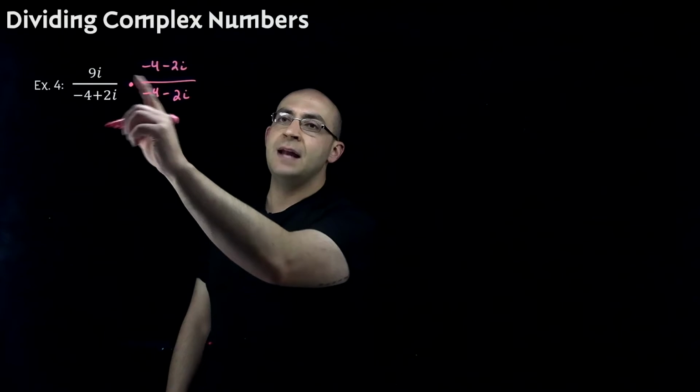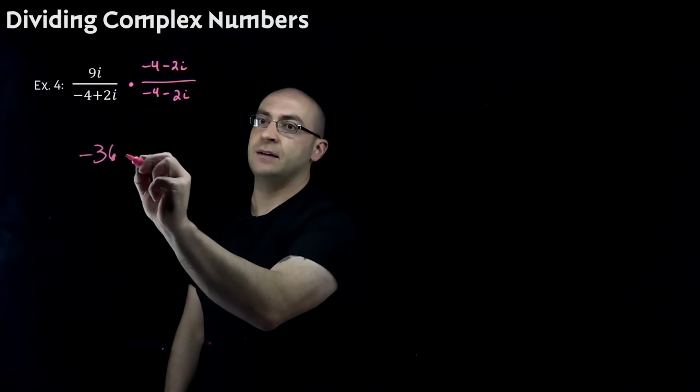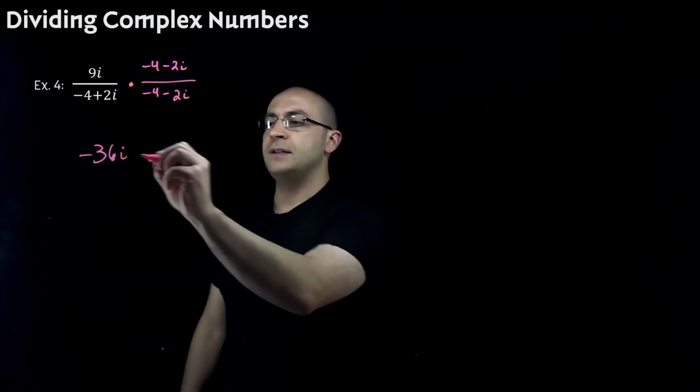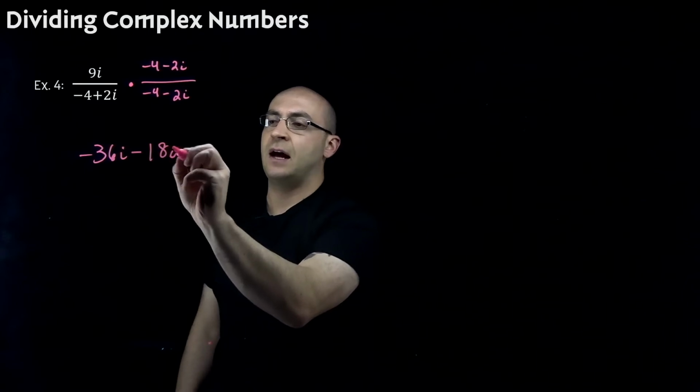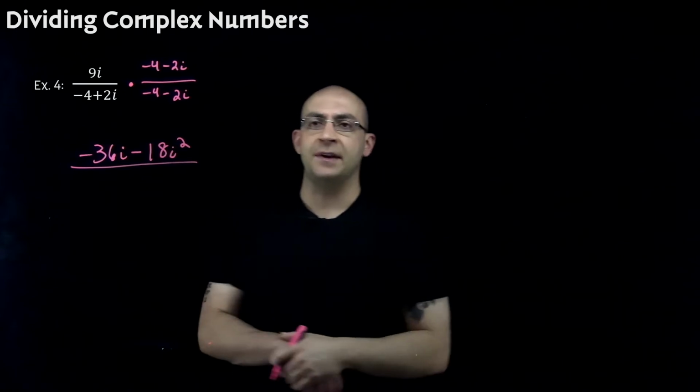So 9i times -4 is -36i. 9i times -2i is going to give me -18i squared. We'll get back to that one in a second. But let's go ahead and simplify the denominator.